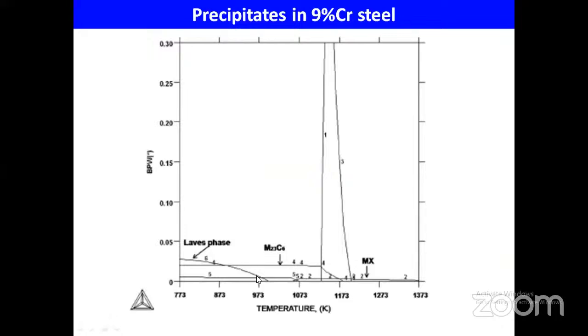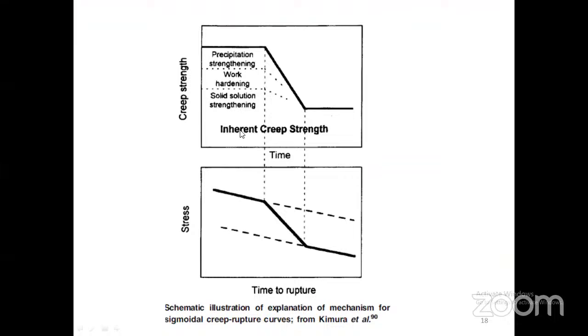This is a typical phase diagram which shows the precipitate dissolution temperatures and their stability. MX precipitates are stable up to about 1100 degrees centigrade. Chromium carbide precipitates are stable up to about 850 degrees centigrade. Laves phase is stable up to about 650 degrees centigrade. As we discussed, to get better creep strength the precipitates should be very fine, which gives better precipitate strengthening and retains the dislocation structure, where dislocations are obtained either by phase transformation or work hardening, along with solid solution strengthening, which gives creep strength in addition to the inherent creep strength of the matrix.